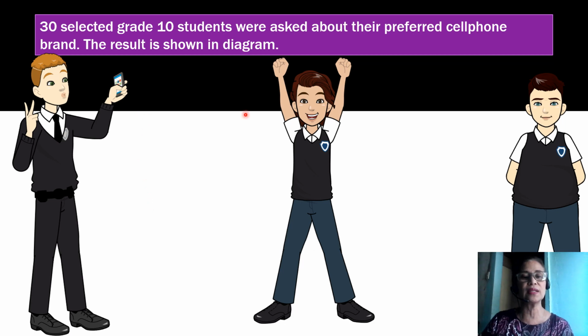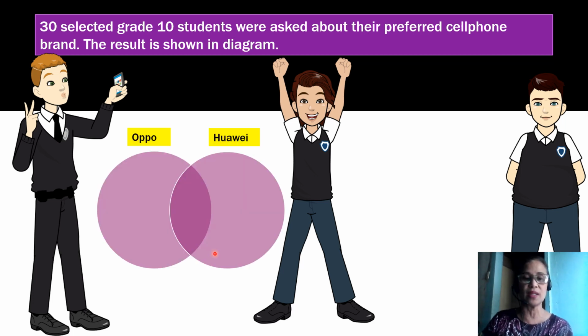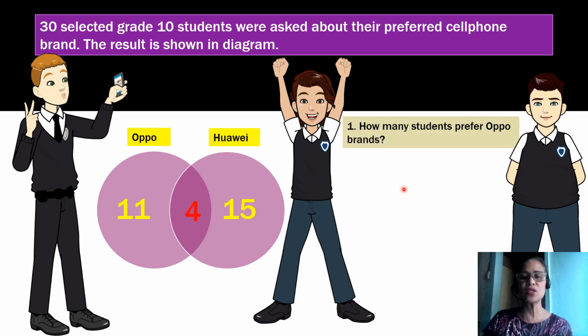30 selected grade 10 students were asked about their preferred cell phone brand, and the result is shown in the Venn diagram. So there are two brand names, Oppo and Huawei, and this was the data. There are 11 who favor Oppo only, 4 who are unsure, or they both like Oppo and Huawei, and 15 for Huawei only. Now, let's have the first question. How many students prefer Oppo brands?